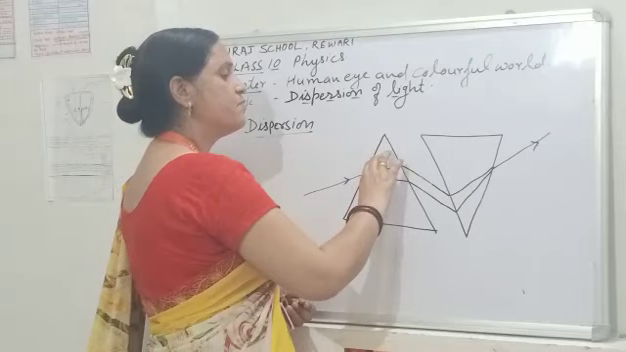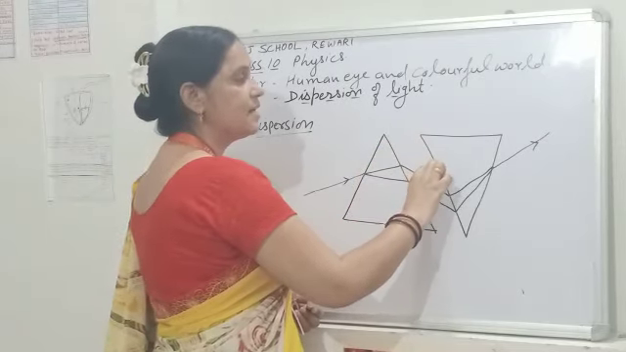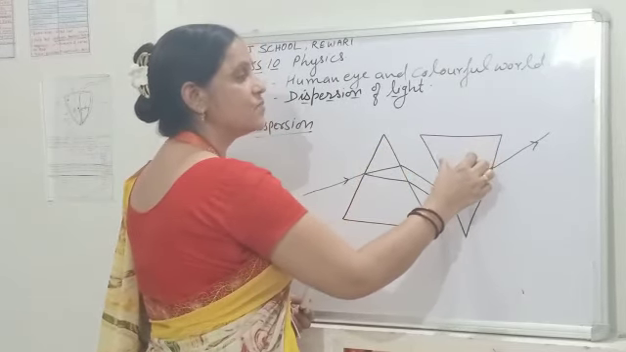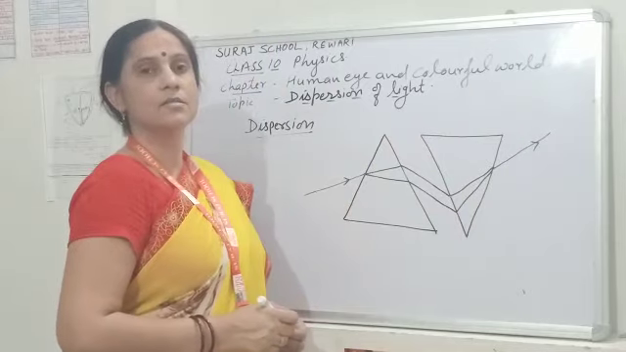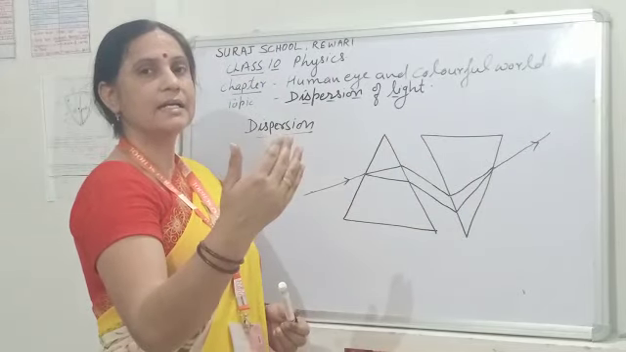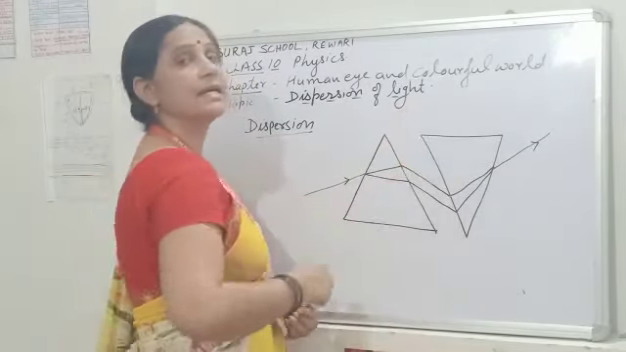From the first prism we get the band of 7 colors, and with the help of the inverted prism we get back the 7 colors of light into white light again.